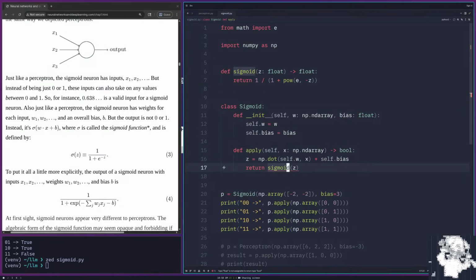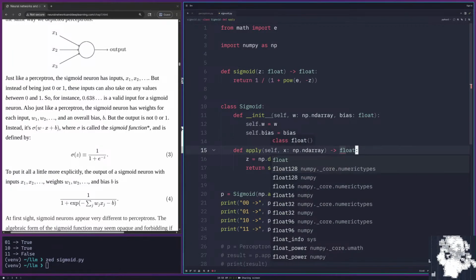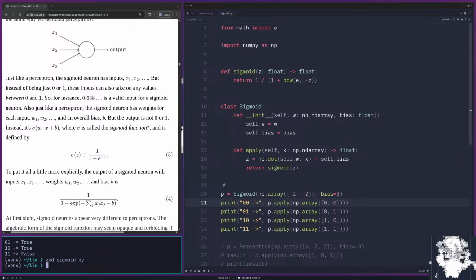What's wrong with this? Float is not assignable to return type bool. True, because this is a float now. Okay, let's try that out. Python sigmoid. Look at that.